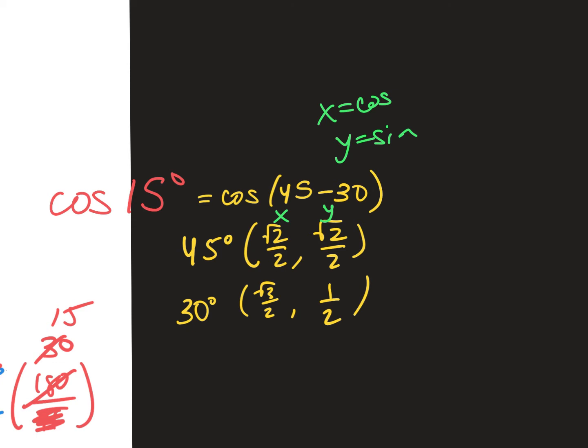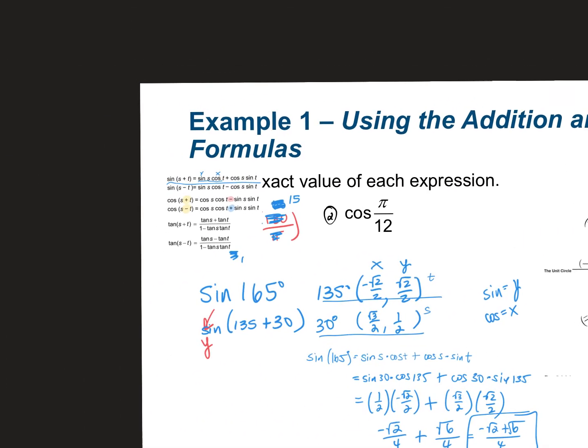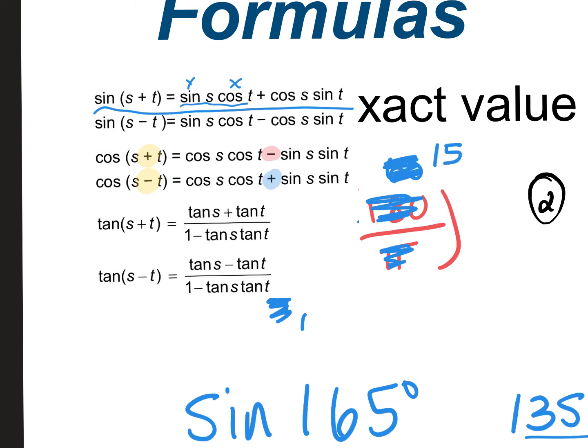Now you got to figure out which formula you're going to use. Which trig function are we using? Cosine, okay. And what are we doing to the two angles to get 15? We're subtracting. So go to your formulas, and I need the cosine one that subtracts. You guys see that? Do you see the formula? What are you doing? You're going to take the two cosines and then add them to the two sines. Does everybody see that? So I'm going to rewrite it over here.